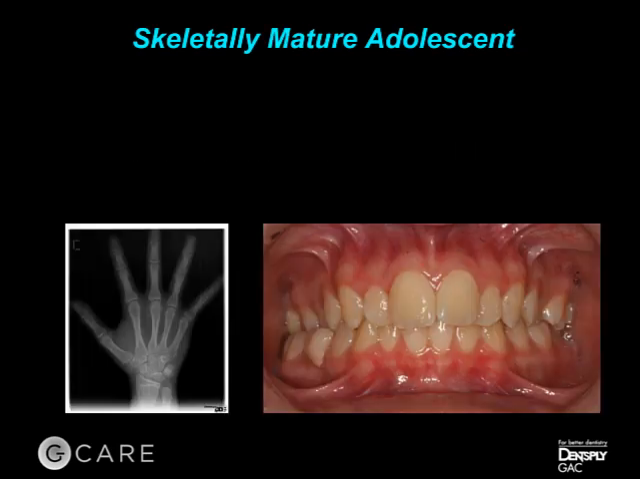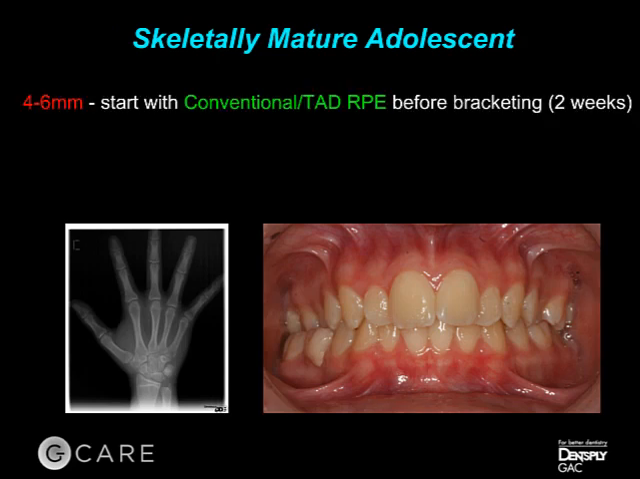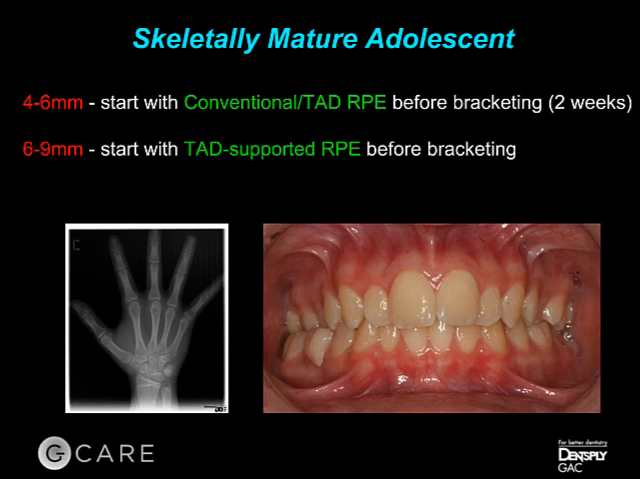Okay, for skeletally mature adolescents, once again, 4 to 6 millimeters. To me, this is something I can start with a conventional or TAD RPE right before bracketing, and I know I can get the change that I need. This group right here is where the TAD-supported RPE changed my practice. So for these kids that need 6 to 9 millimeters of expansion, I know that I could not achieve that with a conventional RPE without having some surgical assistance.